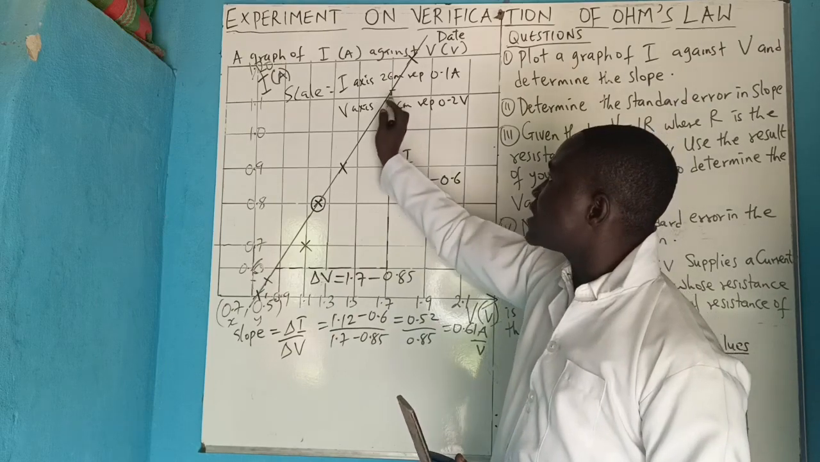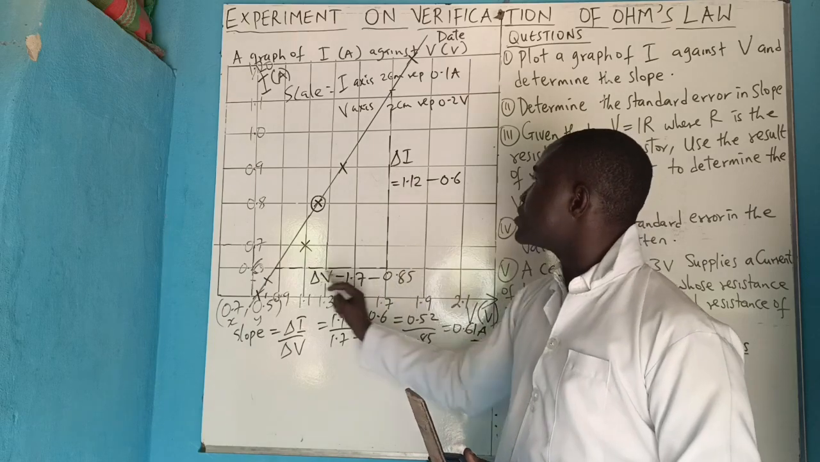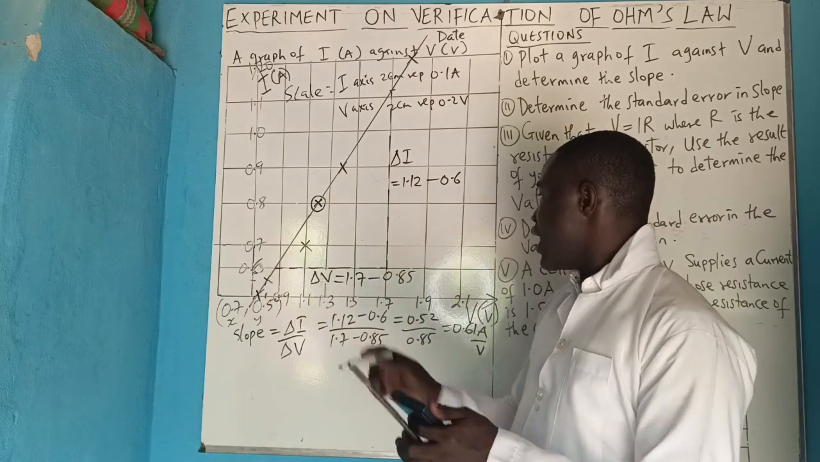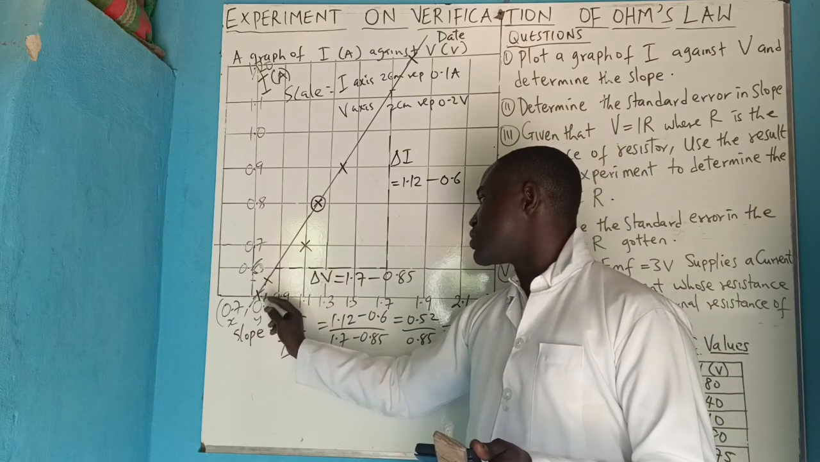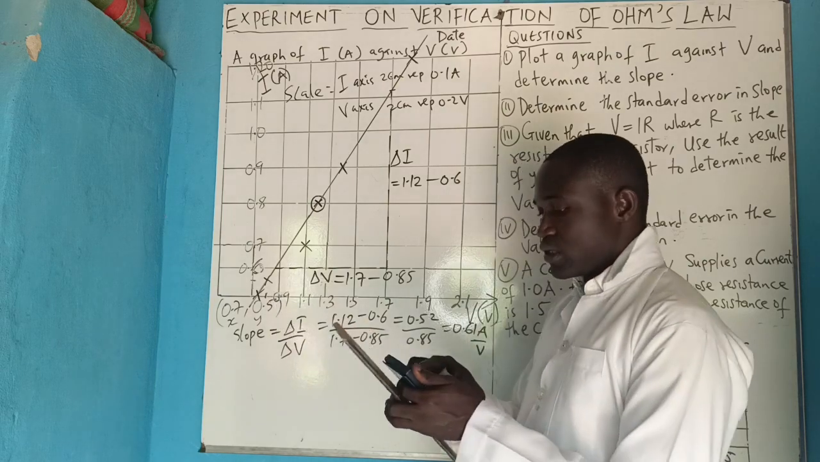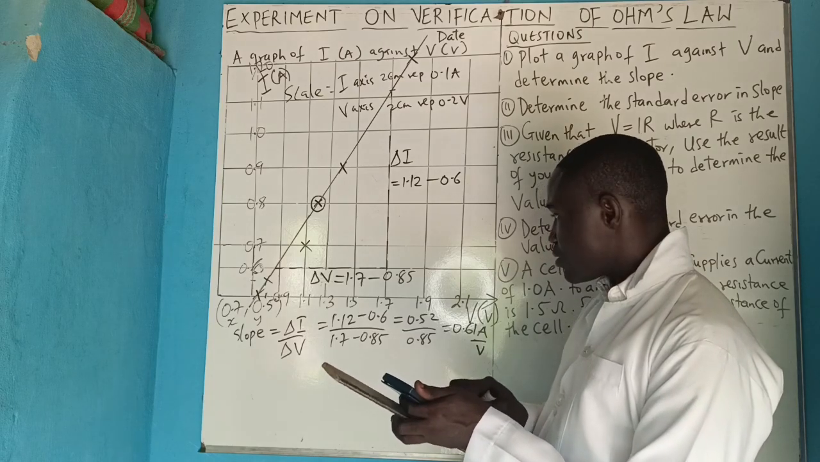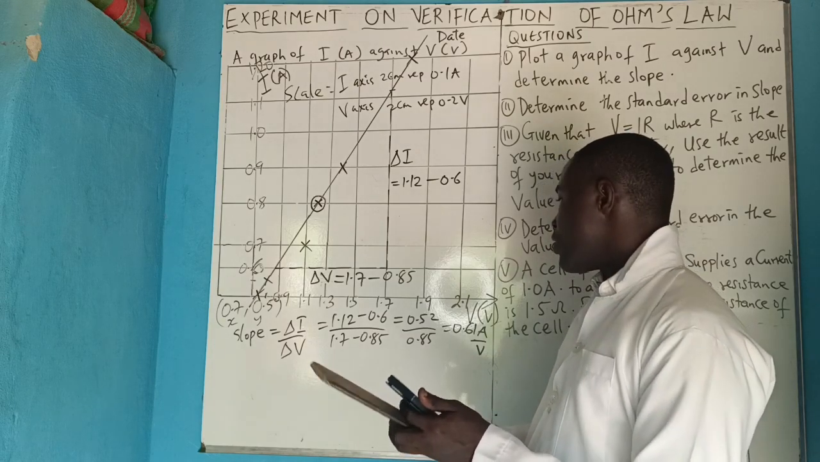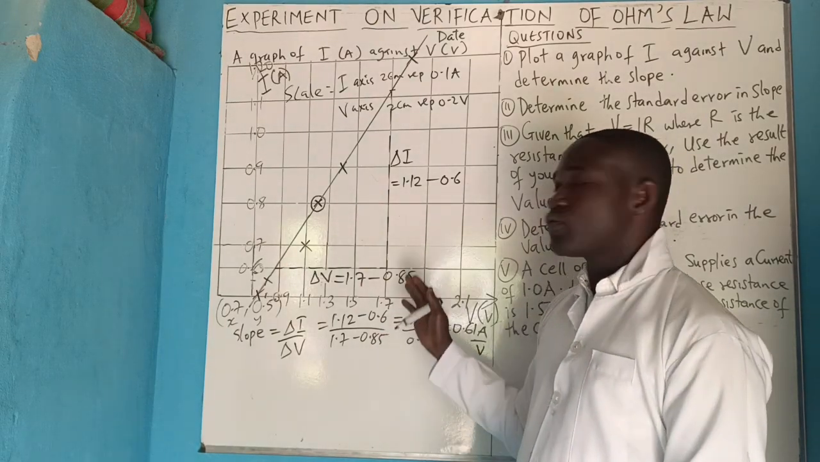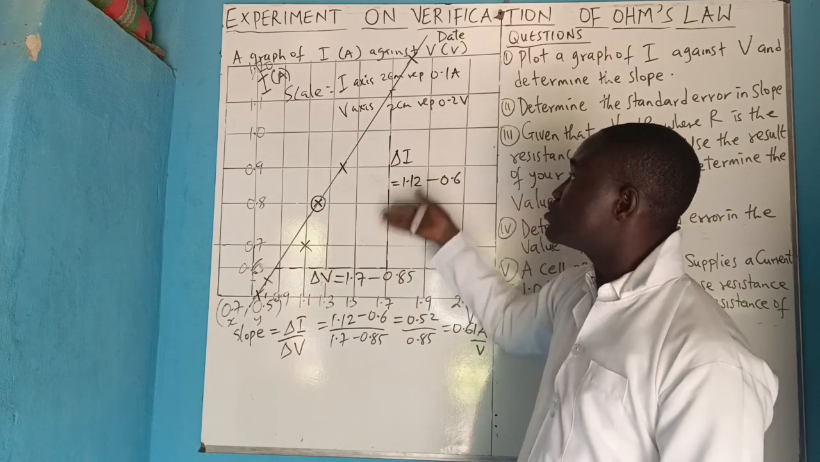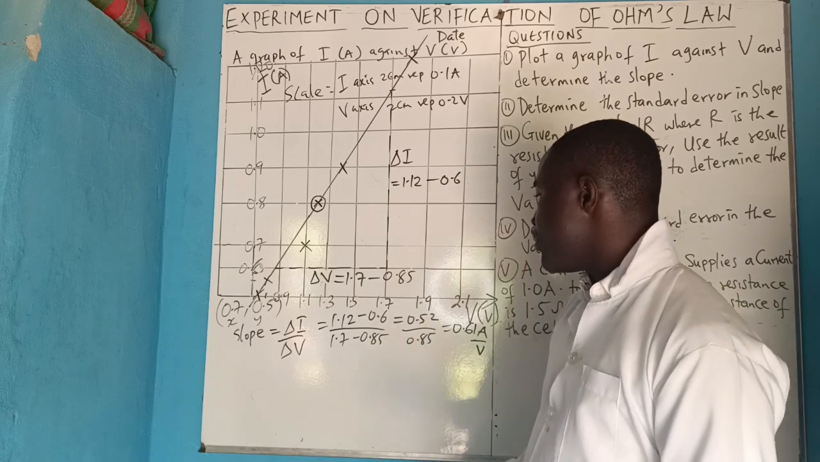So we take this 1.12, take this 0.6, take this 1.7, take this 0.85. That is to make sure that we have it correct. That is what we got from this sketch of graph. You have to use the standard graph to do your own and see what you could get from it. Okay, I've gotten our slope.